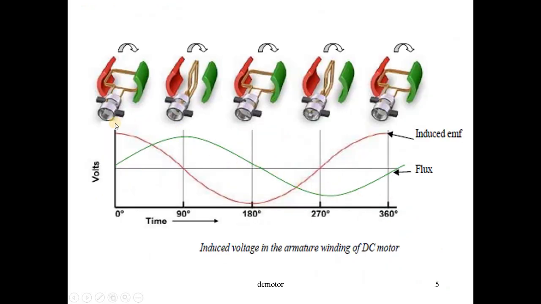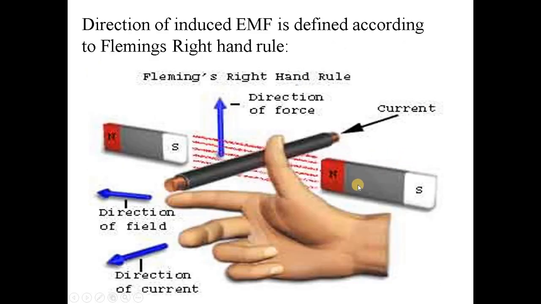See, these are the positions of the conductor. This is the initial position. As we move the conductor in this way, there will be a production of magnetic flux and a production of induced EMF, as the nature of the magnetic flux is alternating. The direction of that induced EMF will be defined according to Fleming's right hand rule.